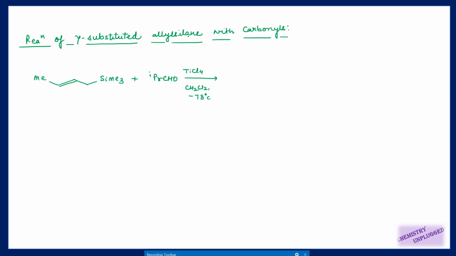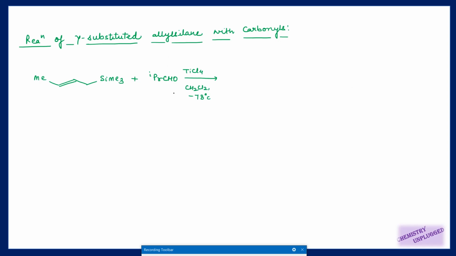So it will react with carbonyl, but this time we cannot say that a Z alkene will give me syn product as the major or an E alkene will give me anti as the major product. So again we can have syn or anti product as the major, right? But this time you will see that here we are using a catalyst, a Lewis acid, that is titanium chloride, or other types of Lewis acid can also be used. We will see them later.